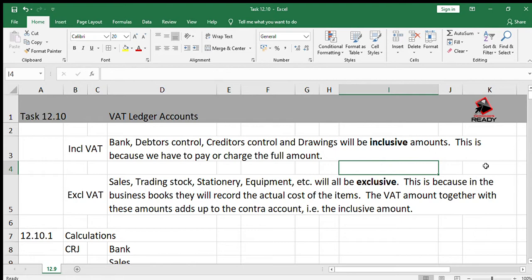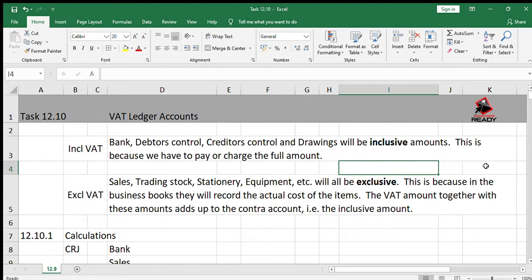your textbook, you've been given a whole lot of journals, so CRJ, CPJ, etc. And there are some missing figures on those journals, and we need to calculate those figures. Before we do that, I just want to give you guys a quick note on our normal ledger accounts, which ones always include VAT and which ones don't, exclude VAT.